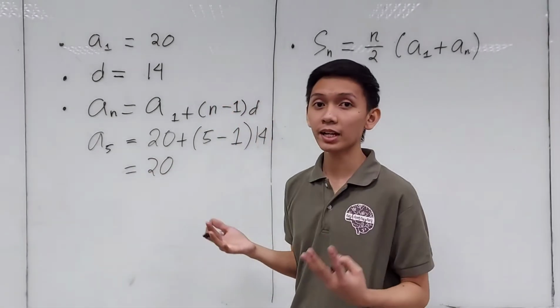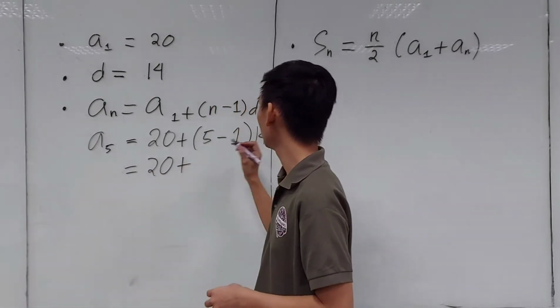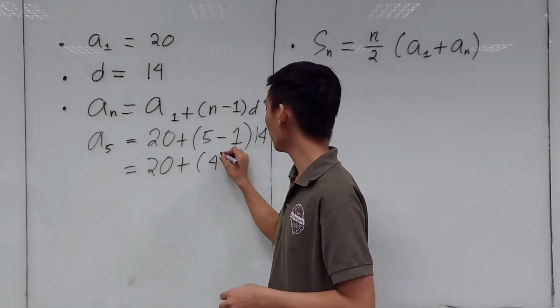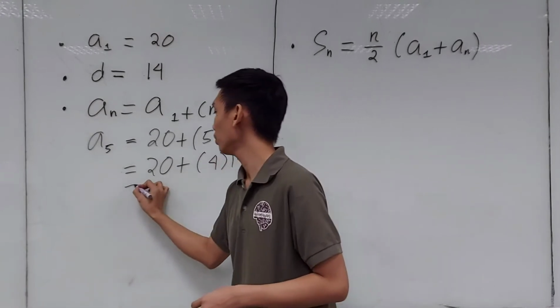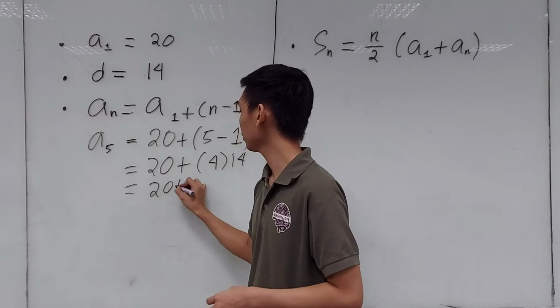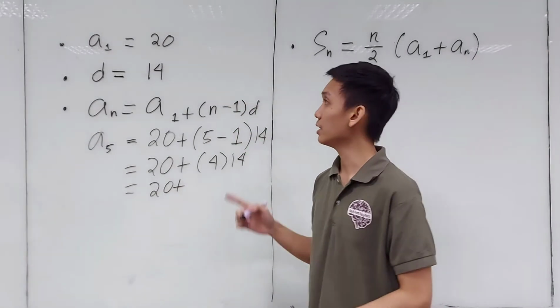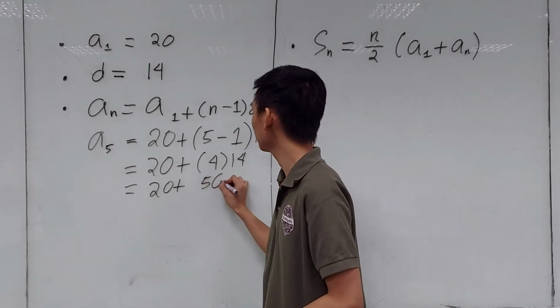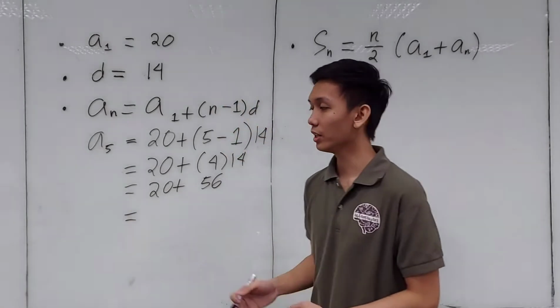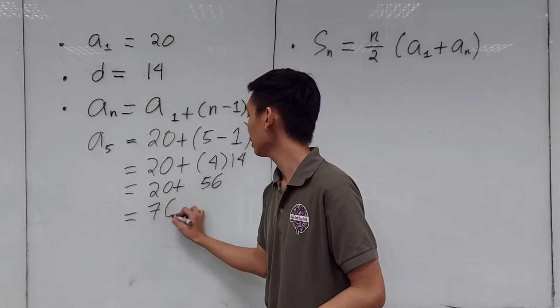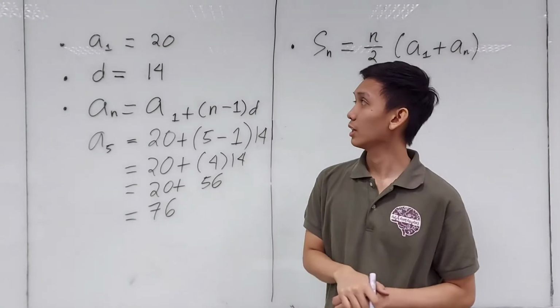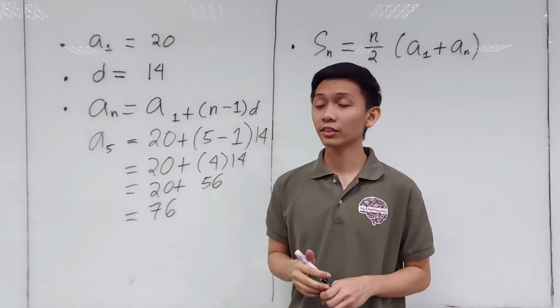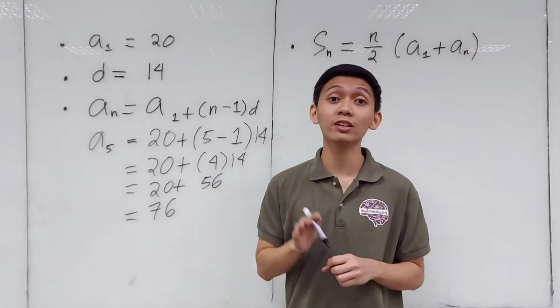We follow the GEMDAS rule. 5 minus 1 is 4. Multiply: 4 times 14 is 56. 20 plus 56, and the final answer is 76. Alright, now we know that there are 76 people living on the 5th floor.